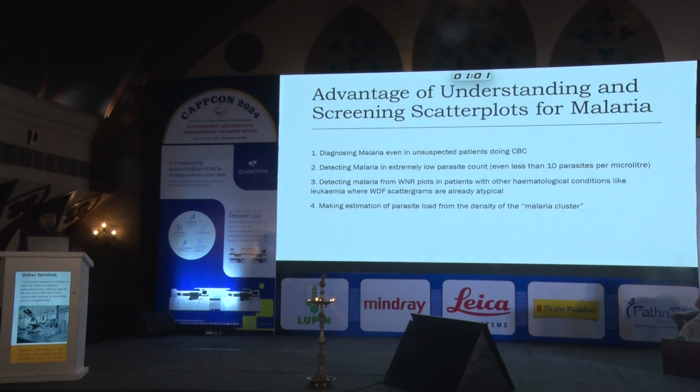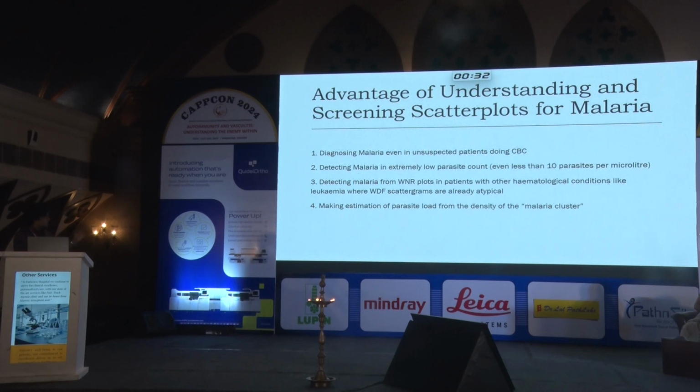So the advantage is you can diagnose even in unsuspected cases. You can detect even extremely low parasite counts, even less than 10 parasites per microliter, when it is very difficult to diagnose in a peripheral blood smear. You can actually get some idea from Sysmex XN. You can detect malaria from the WNR plot in other hematological malignancy cases or something where we don't even suspect malaria in the first place. So you can just do it from the WNR channel. Because in the WNR channel, there is not much change.